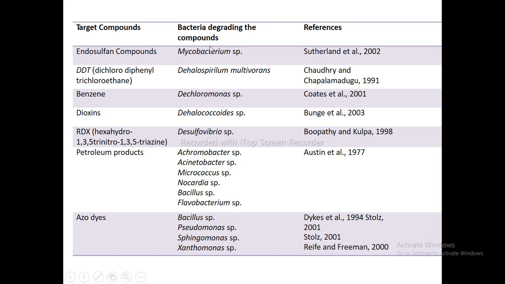Now you can see in this table there are different bacteria that degrade many target compounds, right? Like Mycobacterium species are able to degrade endosulfan compounds. Then Dehalospirillum species have been reported to degrade DDT. Then Dechloromonas species has been reported to degrade benzene. Like other microorganisms have been reported to degrade RDX, petroleum products, azo dyes, etc. Right, so we have a wealth of microorganisms capable of degrading xenobiotic compounds.